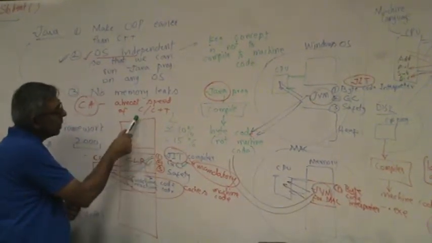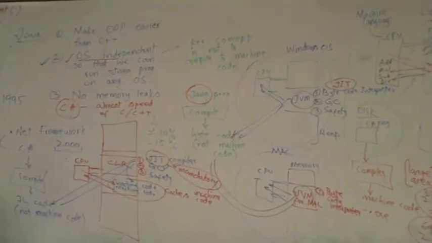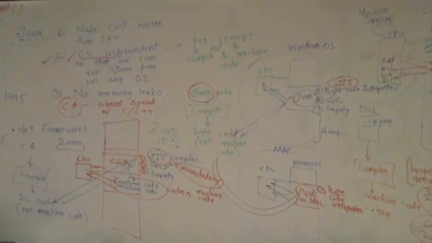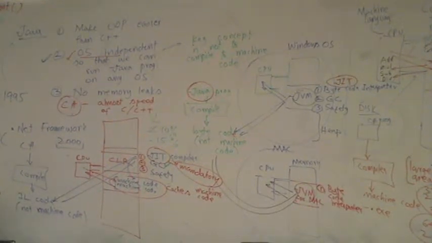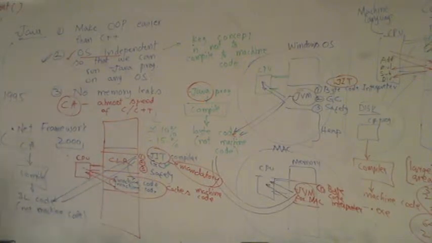Running-wise, C# is a tiny bit faster than Java for the most part. There are some benchmarks where Java does a little bit better, but on average C# is a little bit faster because it compiles to machine code.